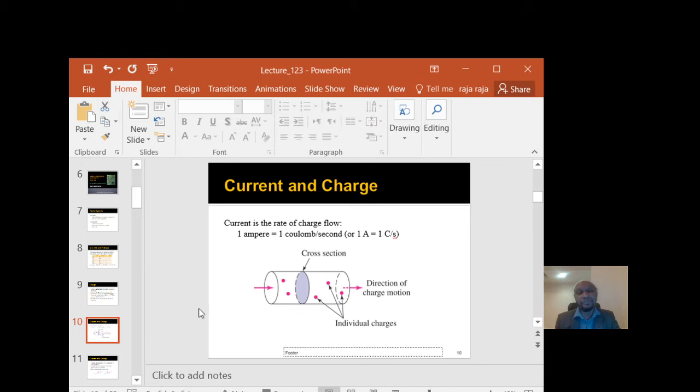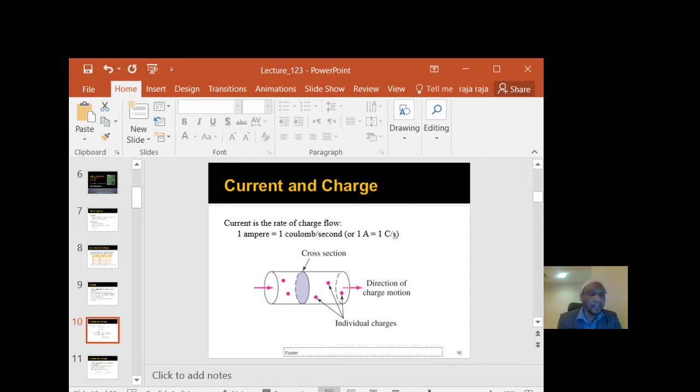The next one is the current. How do we compare current and charge? The current is the rate of charge flow. In this figure you can see we have a cable, for example, and the arrow mark shows the charge entering.